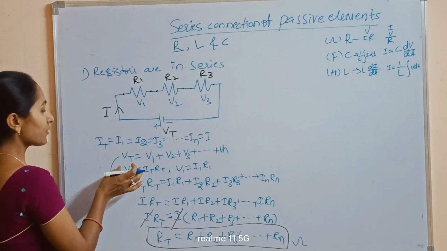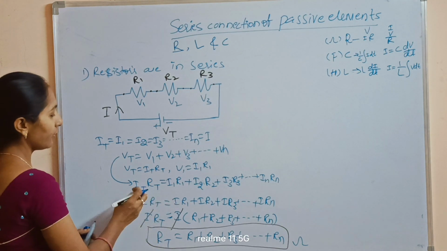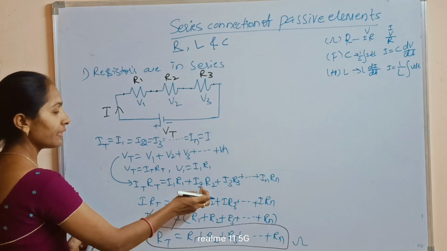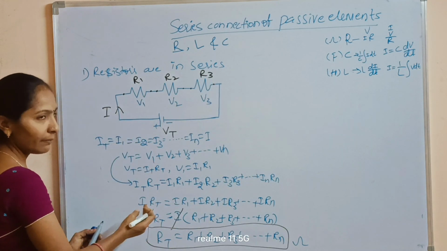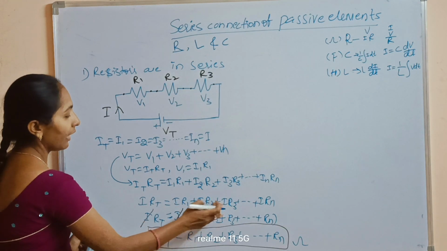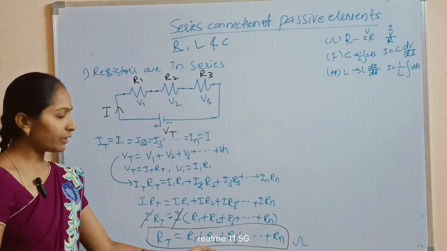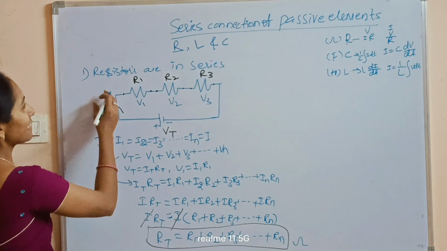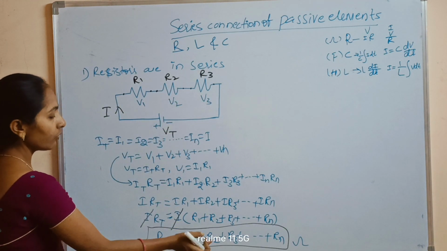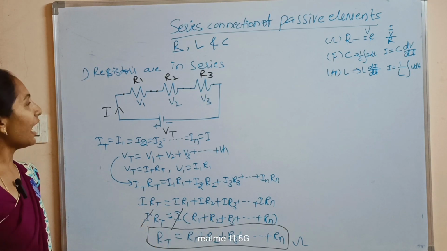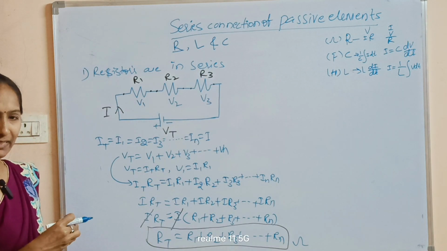Based on this equation, just substitute according to Ohm's law, V equals I into R, then we get I total into R total equals I1 R1 plus I2 R2 plus so on, In Rn. Now in a series connection, current must be the same, so I can take I as common. So I gets cancelled. Finally we get R total equals R1 plus R2 plus R3 plus so on, Rn. So this is resistors in series. Now coming to the next one, inductors in series.